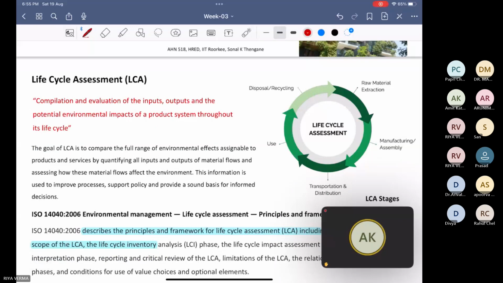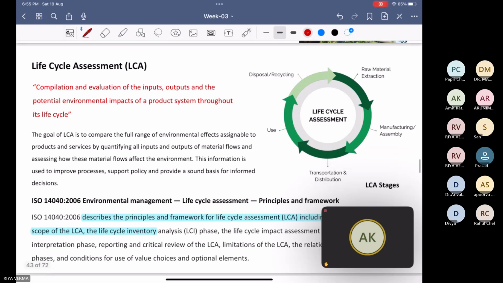What is life cycle assessment? It is the compilation and evaluation of the inputs, outputs, and the potential environmental impacts of a product system throughout its life cycle. Starting from the beginning, the different stages of LCA we have are raw material extraction, then manufacturing and assembly, then transportation and distribution, then use, then its disposal.